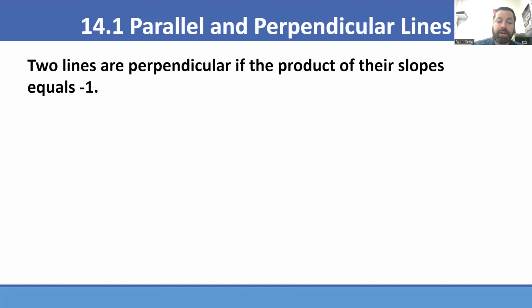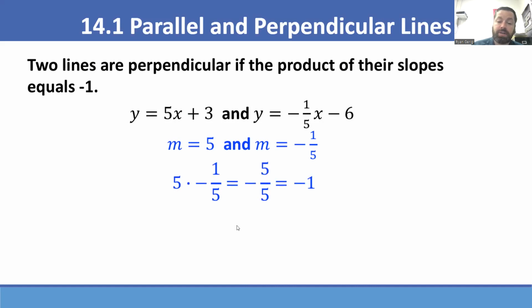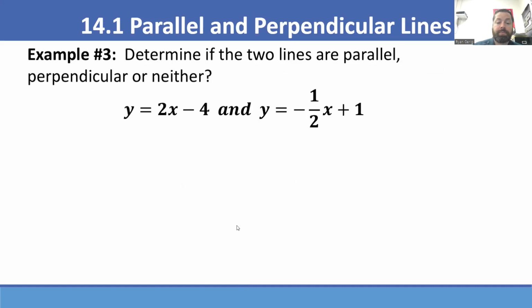Now, there's another way you can check it. Two lines are perpendicular if the product of their slopes equals -1. So if I multiply the two slopes together, if they equal -1, you can guarantee that those two lines are perpendicular. So let's take a look. Y equals 5x plus 3, and y equals -1/5 x minus 6. So the slopes are 5 and -1/5. If I do 5 times -1/5, I get -5/5, which equals -1. Therefore, these lines are perpendicular.